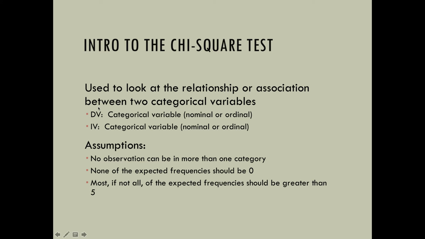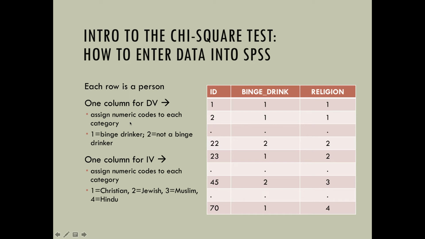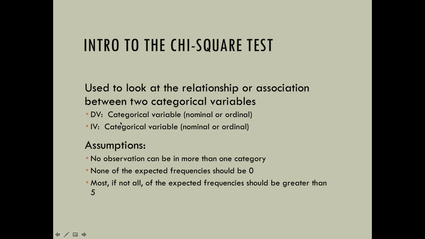So it's used to look at the relationship between two categorical variables. The dependent variable is categorical, which means it's measured nominally or ordinally. And the IV is also categorical, measured nominally or ordinally.